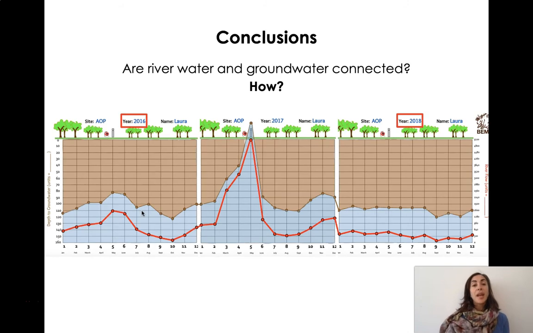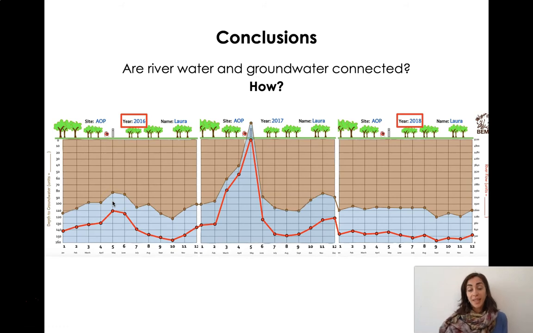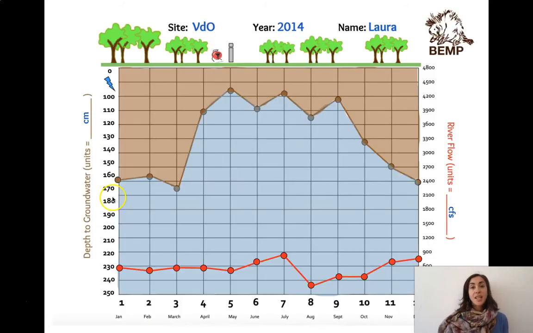And when we think about how they mirror each other, when there's an increment in the river flow and the amount of water in the river, it directly affects how much water we see underground. That means that the roots don't have to go as deep underground to reach the water table, which is good for the plants that live in the bosque.